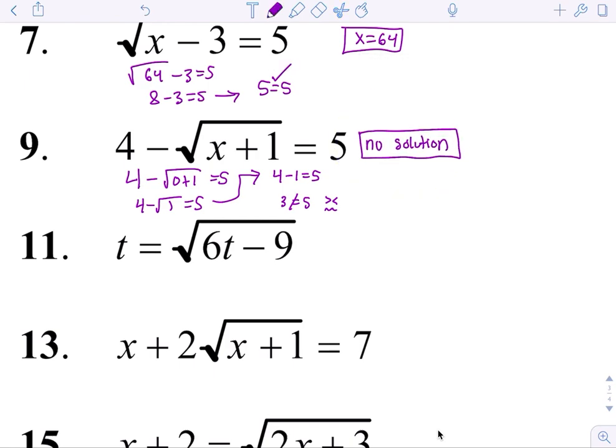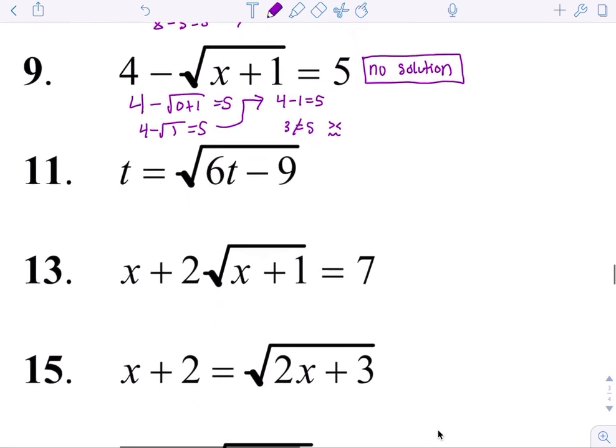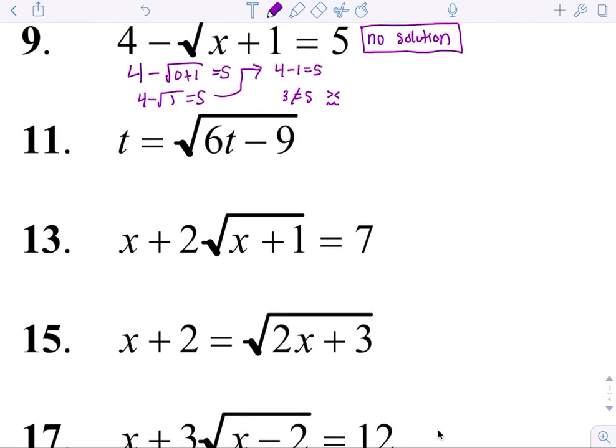All right, number 11. So radical 16 minus 9, you guys, is already isolated. Let's just take the second power to both sides. So we get t squared is equal to 6t minus 9.